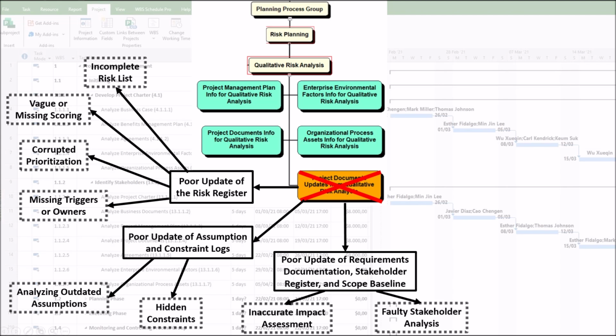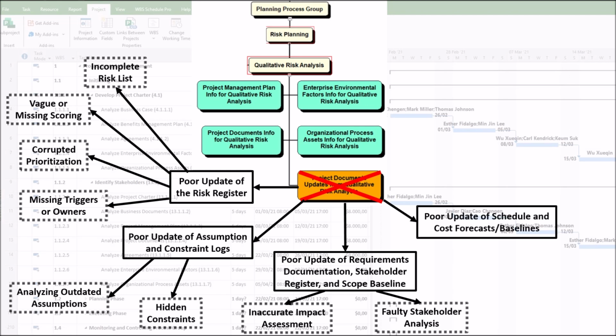Second, faulty stakeholder analysis. An outdated stakeholder register means key stakeholders, especially those with high power or interest, are missed when evaluating the impact dimension, often measured by stakeholder concern. Their risk tolerances won't be considered, skewing prioritization.